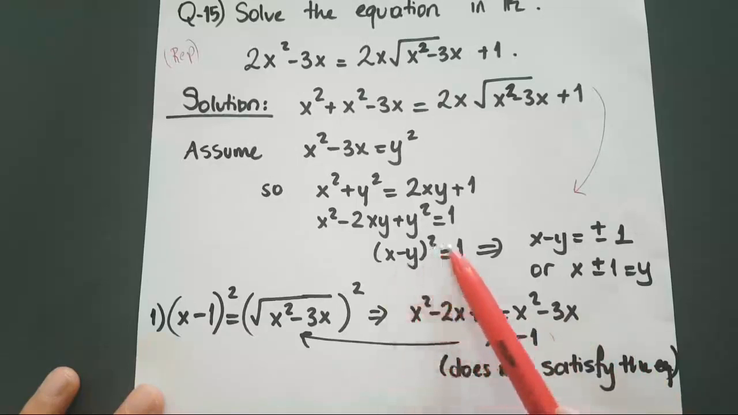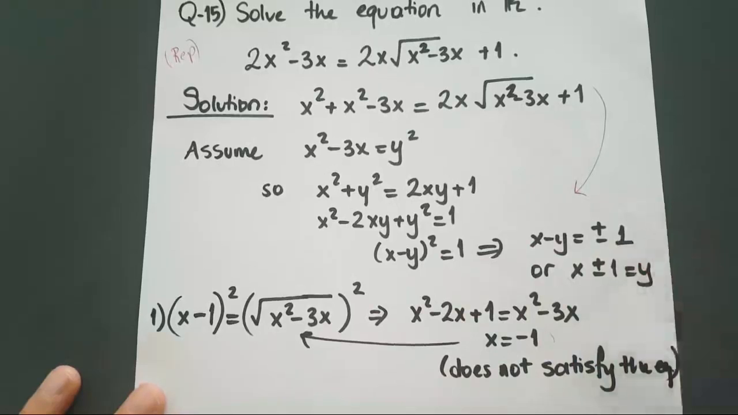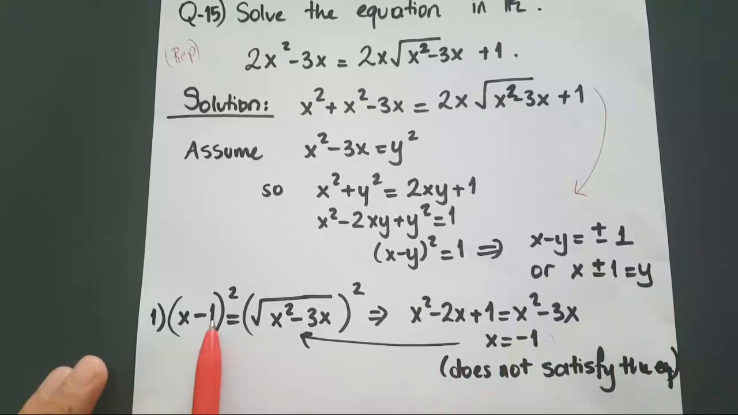If (x minus y) squared is 1, then x minus y is plus or minus 1. Or it can be written in the form of y equals x plus or minus 1. So you check both cases: if y is x plus 1, or if y is x minus 1.